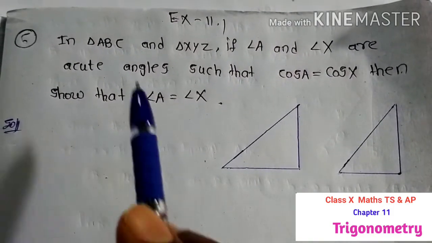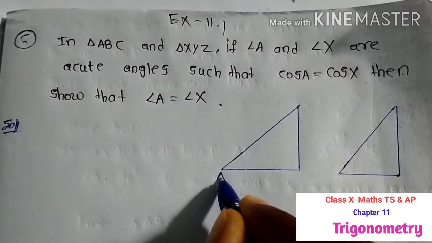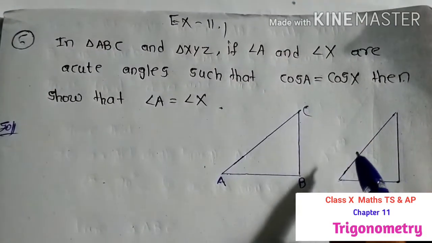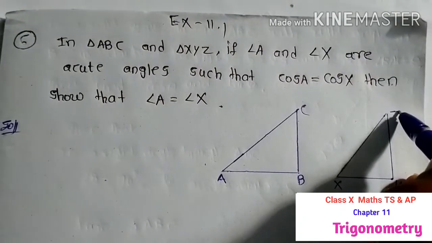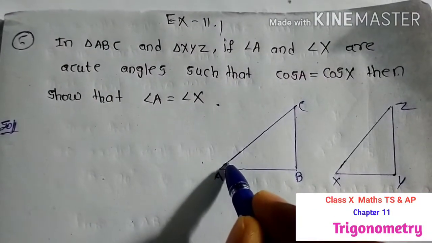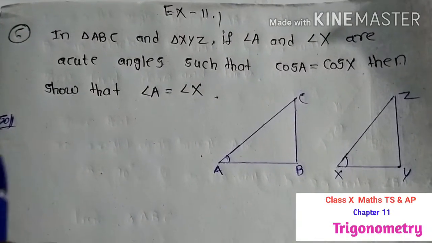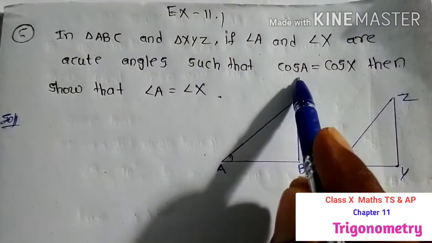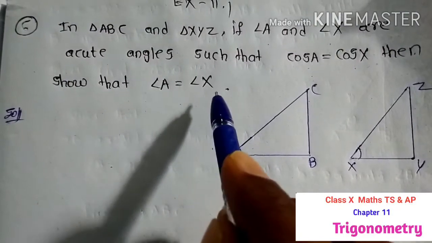See here, in the question they mention triangle ABC and XYZ. So I am taking here the triangle ABC, and here I am taking a triangle XYZ. They mentioned angle A and angle X are acute angles, and also they mentioned cos A is equal to cos X. We need to show that angle A is equal to angle X.